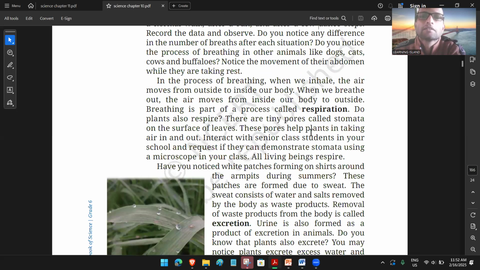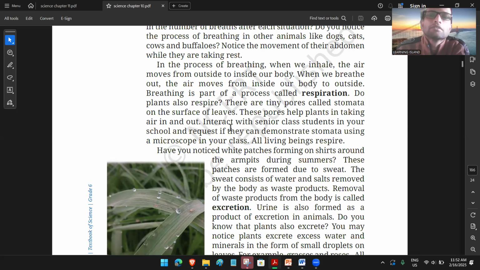Air has many things in it: oxygen, nitrogen, carbon dioxide. So which gas do we inhale? See, you will get the answer here. Note one line here: if you see the previous questions of PT1 and PT2, you got so many fill in the gaps. So here you see, all living beings dash respire. Just note it down with me.